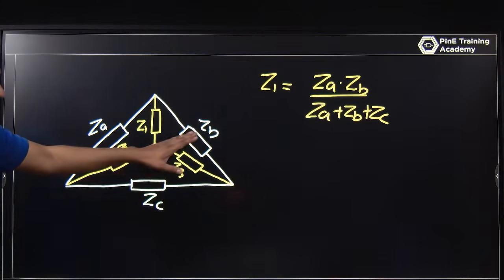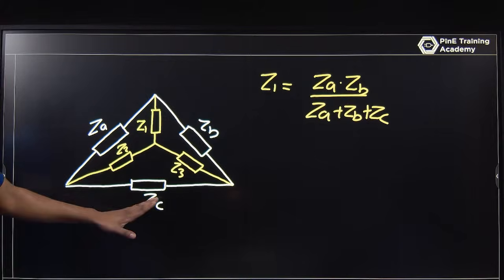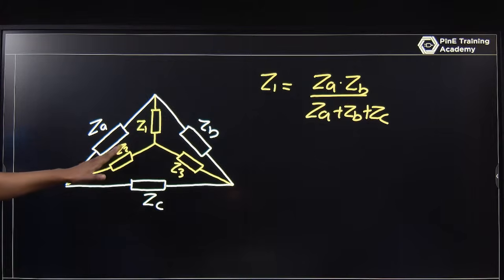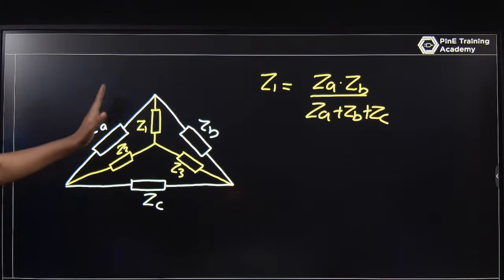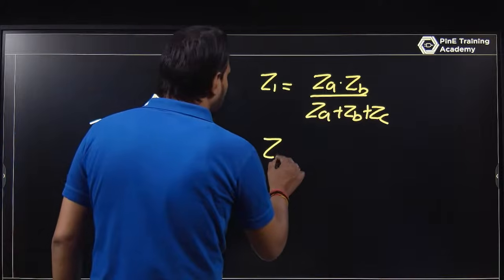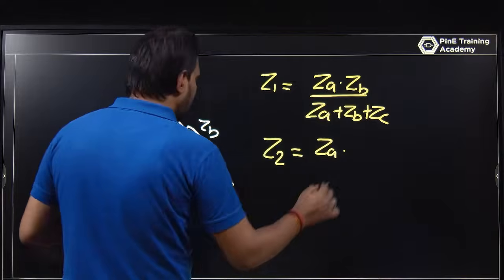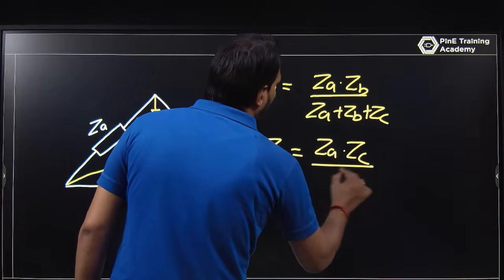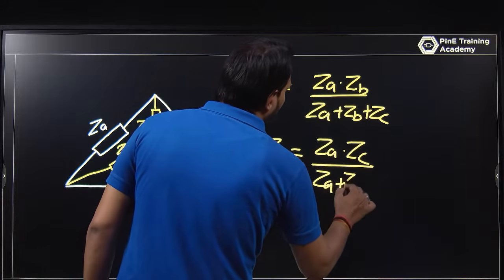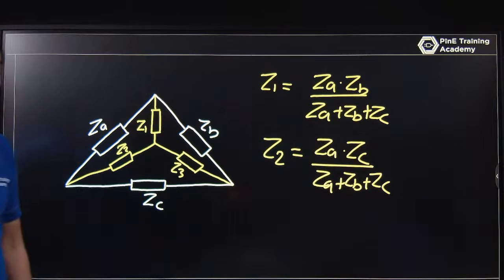If you talk about Z2, it is formed with the help of ZA and ZC. So what will be the value of Z2? ZA into ZC upon total impedance, that is ZA plus ZB plus ZC, that is your Z2. That is ZA into ZC upon ZA plus ZB plus ZC. Product of adjacent upon sum of all impedance.